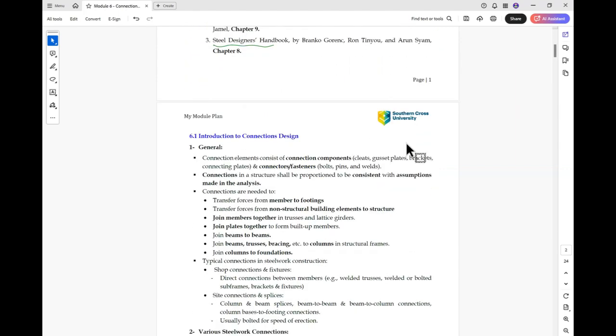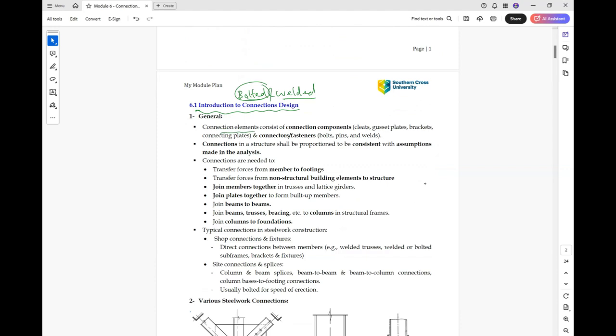Okay, so let's start with the introduction to the connection design or the bolted connection design. Again, we have bolted and welded, but we are focusing on bolted. So the connection elements consist of connection components like cleats, gusset plates, brackets, connecting plates, and the connectors or fasteners like bolts, pins, or welds. The connection in a structure shall be proportioned to be consistent with the assumptions made in the analysis.